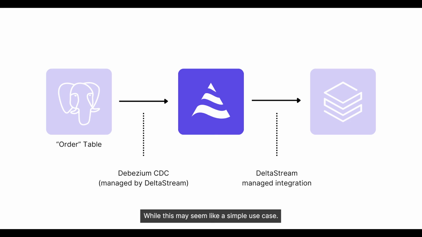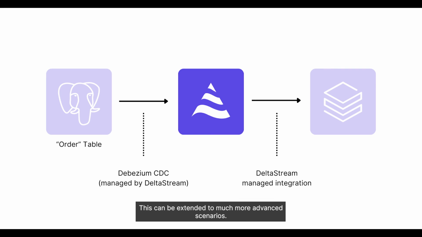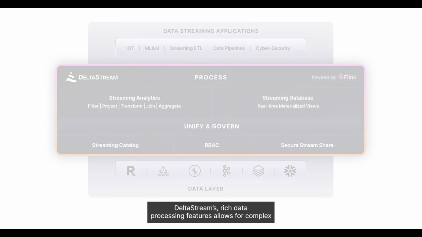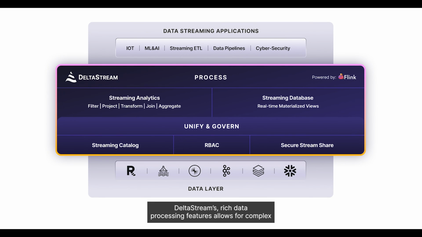While this may seem like a simple use case, this can be extended to much more advanced scenarios. DeltaStream's rich data processing features allow for complex data transformations such as joins, aggregations, and pattern recognition. By applying these transformations to CDC data, users can write interesting applications on real-time changes to their Postgres table. DeltaStream's support for sourcing data from databases like Postgres using CDC and syncing to data warehouses such as Snowflake gives users the flexibility to operate and provide data products in platforms that they're already using.